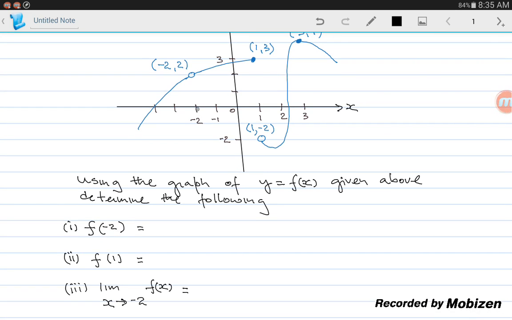So at x equals minus 2, we have an open circle. Now that open circle indicates that at that point f of x does not exist, and so f of minus 2 does not exist, indicated by the open circle.